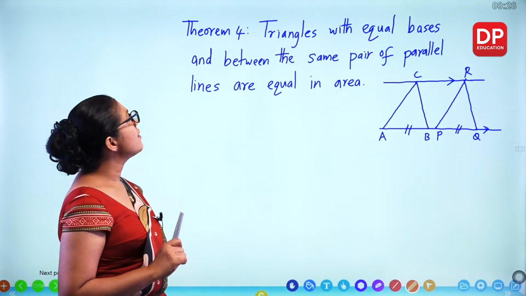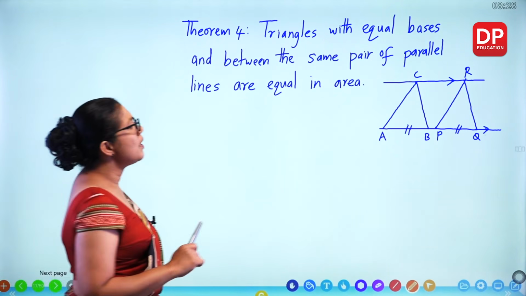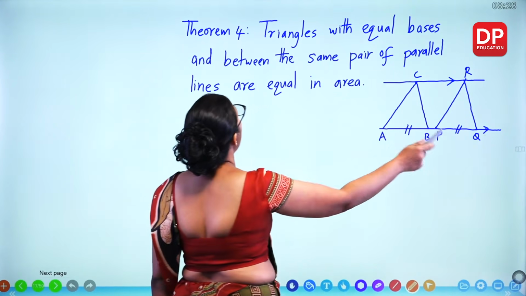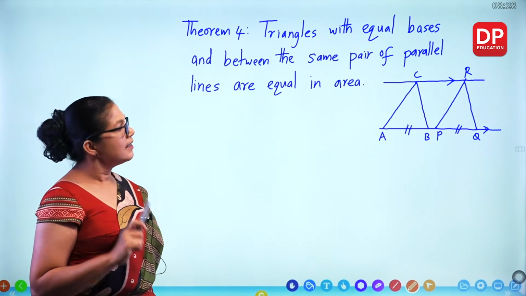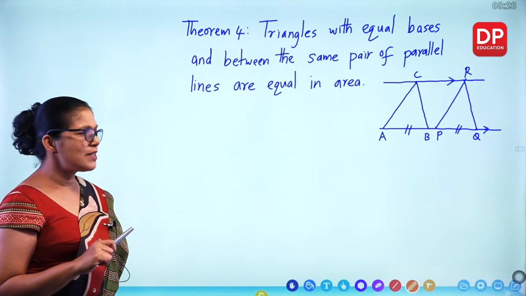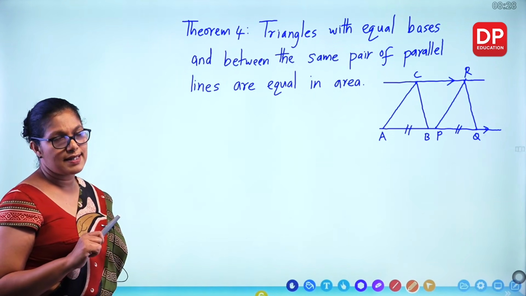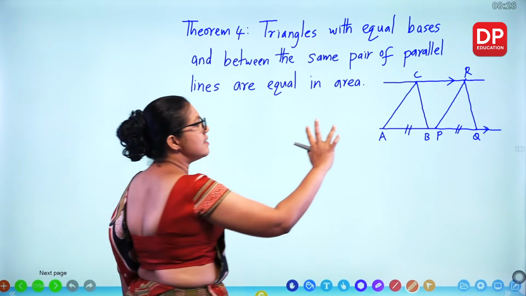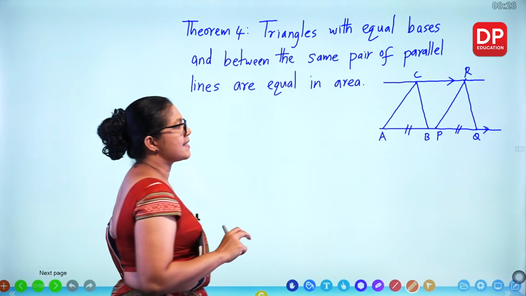Now we'll look at theorem 4. It says triangles with equal bases and between the same pair of parallel lines are equal in area. What's the difference between the previous one? Previous one, both triangles on the same bases. Here, different bases but equal in size.